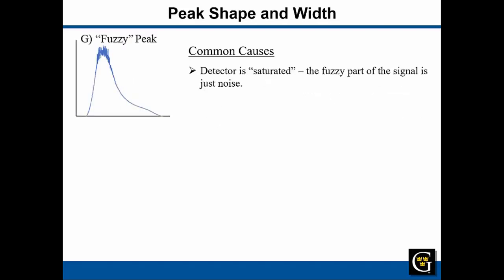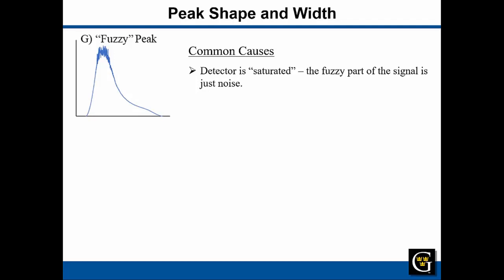The next one here is what I call fuzzy peak. So we see a smooth signal for most of the peak, but then at the top we have this very sort of shaggy or fuzzy appearance. And I would say most of the time this is due to the fact that the signal is so high that we say that the detector is saturated. In other words, the signal can't go any higher.